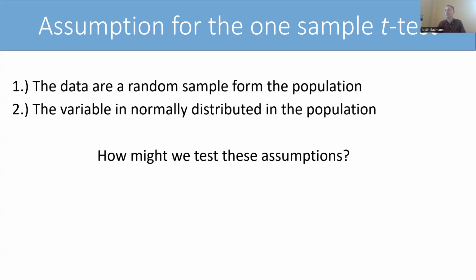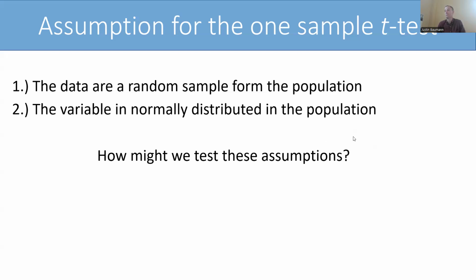Number two, the variable is normally distributed in the population. So we need to look at a histogram of our samples. And we're also not going to know if the variable is normally distributed in our population necessarily. So you might be asking, what do I do about these assumptions? How do we test them?